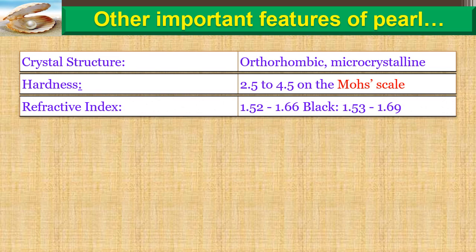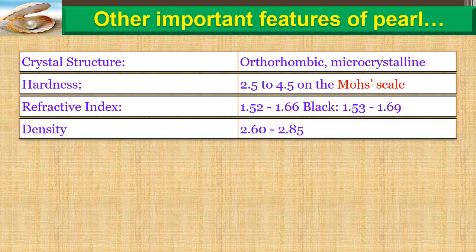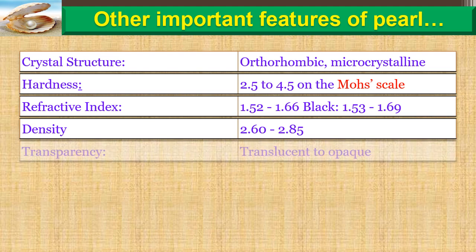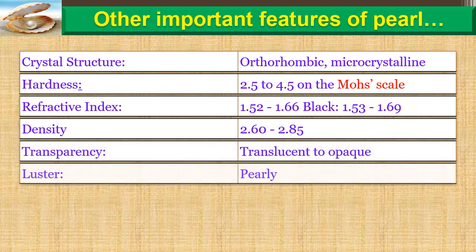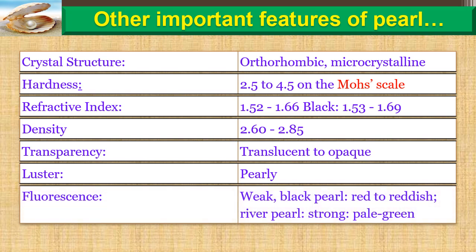The refractive index 1.52 to 1.66, density 2.60 to 2.85, transparency translucent to opaque. The luster is pearly and the fluorescence is weak. Black pearl, red to reddish. River pearl, strong pale green.